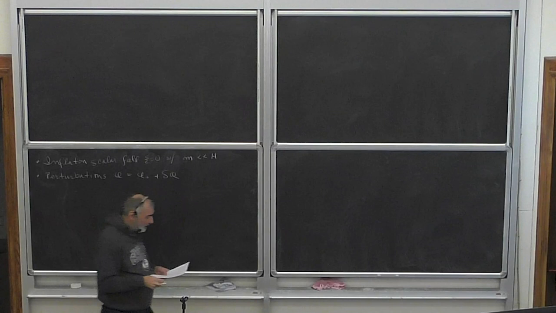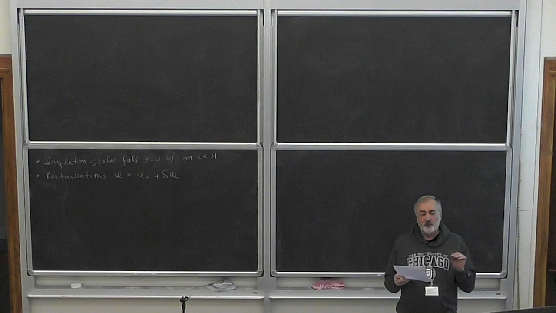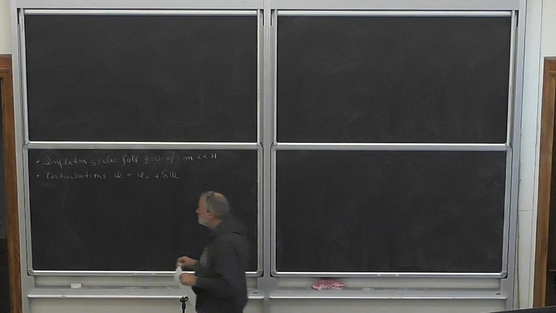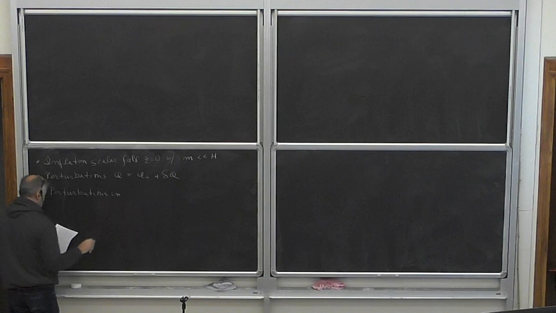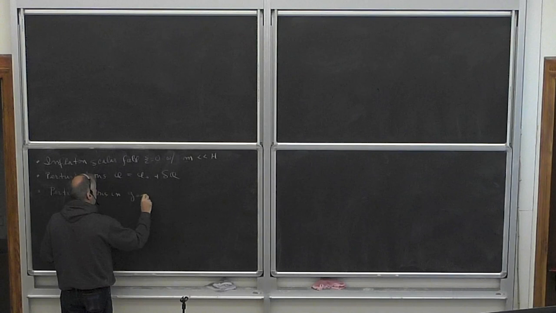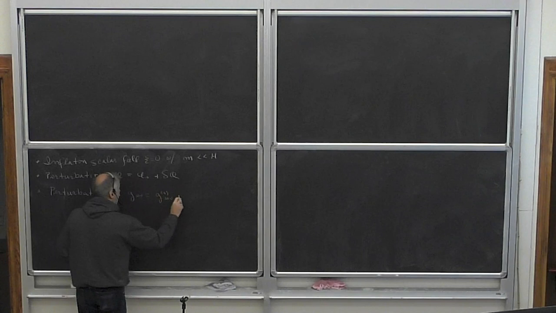Now, in addition to the perturbations in the inflaton field, there are also perturbations in the metric field. So there are perturbations in G mu nu. G mu nu is going to be equal to some background field and some perturbations, let's call it H mu nu.